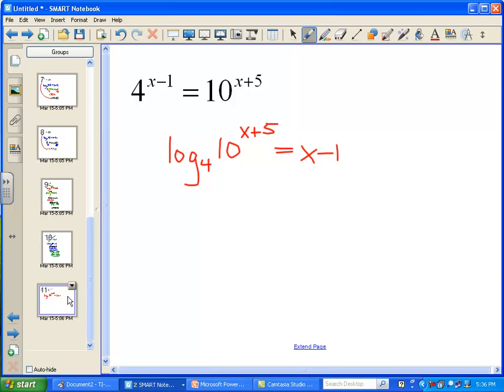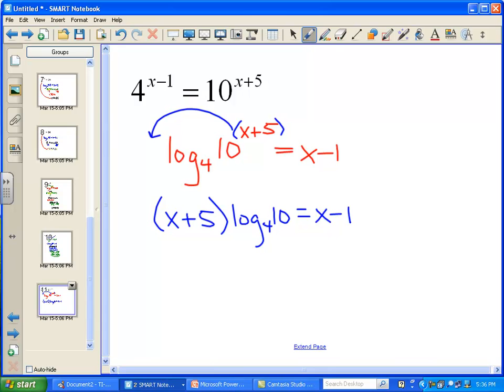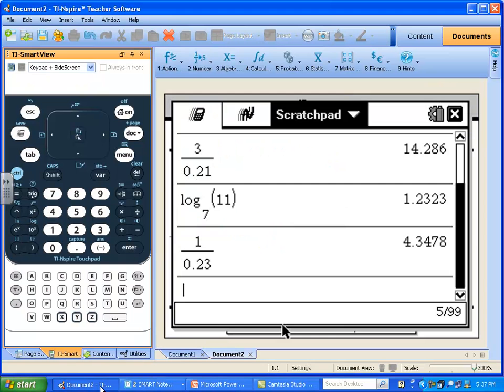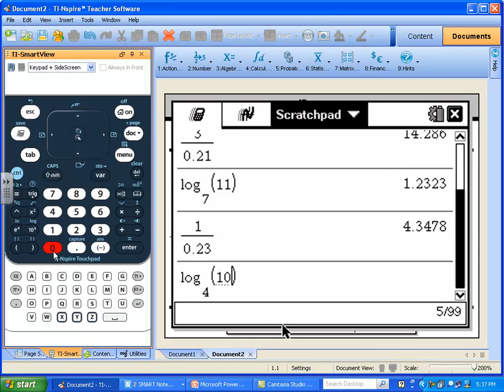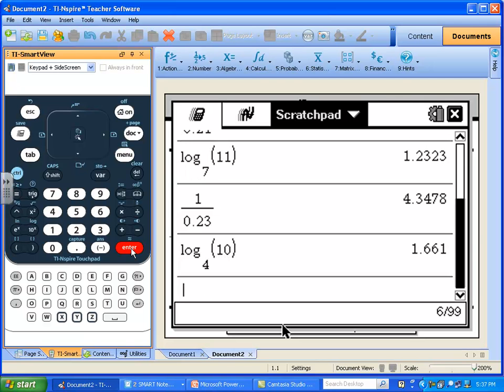And again, this is a little bit more difficult of an exponent to work with, but we can still bring it out front. And we just have to be careful to make sure that we say this is x plus 5, the whole thing, times log base 4 of 10 equal to x minus 1. And let's figure out what log base 4 of 10 is. We'll go back here and calculate log base 4 of 10. And we got 1.66. Okay?